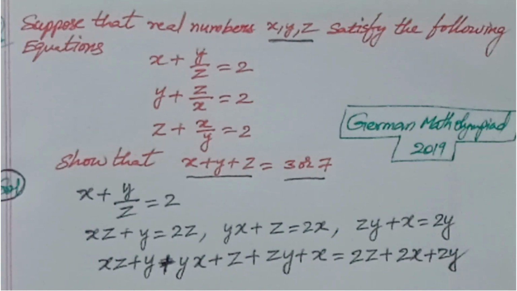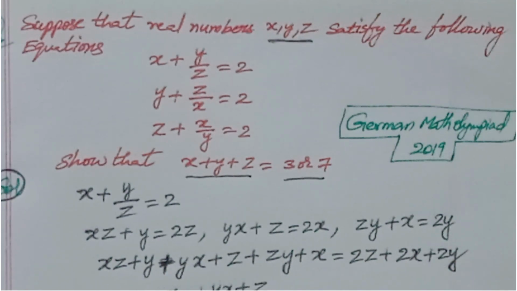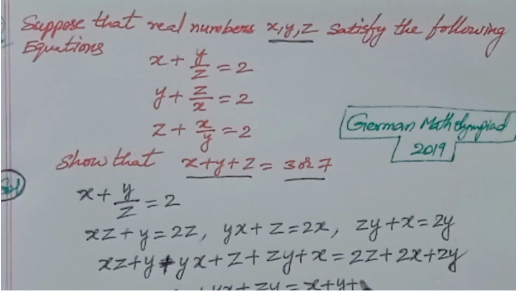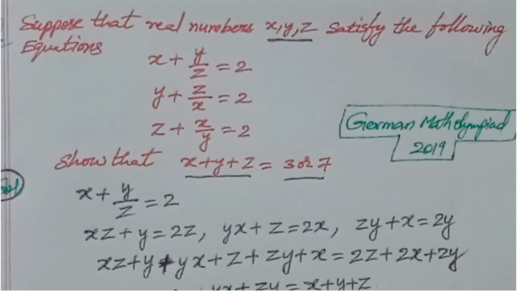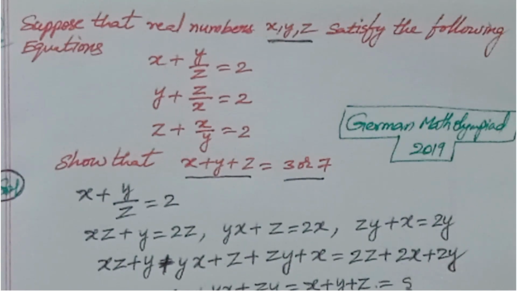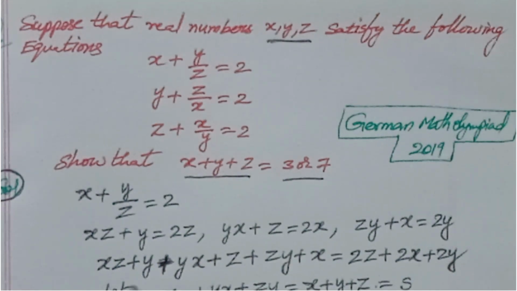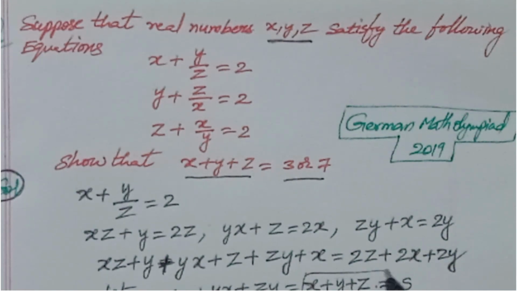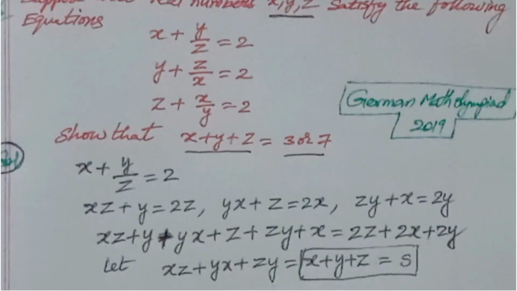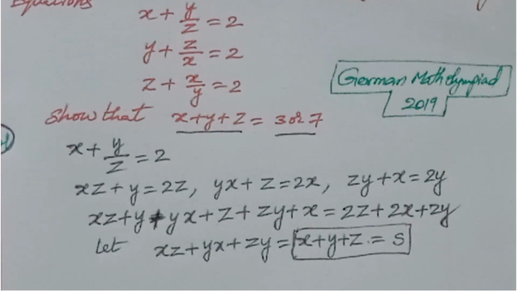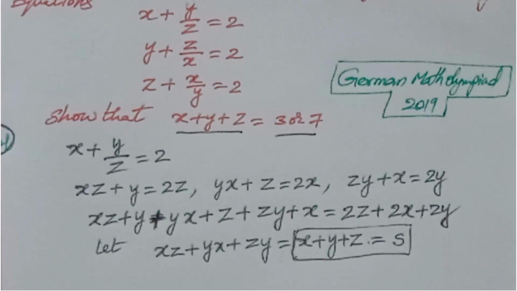So here xz plus yx plus zy is equal to x plus y plus z. Let us take it as S, the sum. So this value, what you have to find, this value is S. Let us take x plus y plus z is equal to S. Now you can solve this equation in another way also.